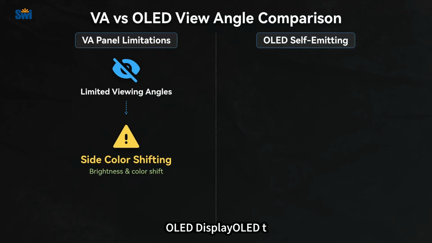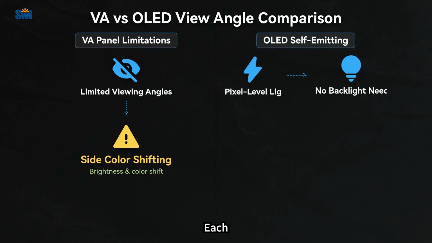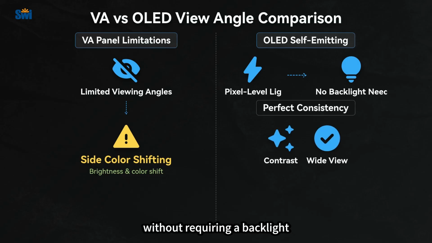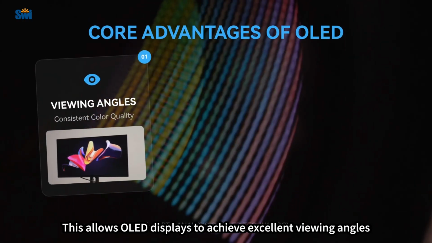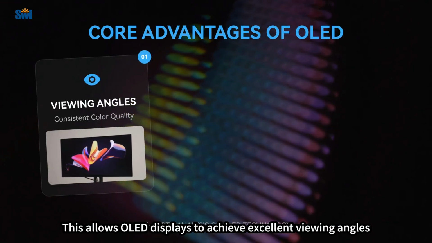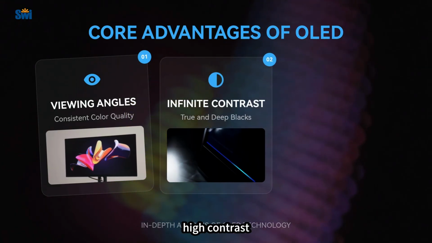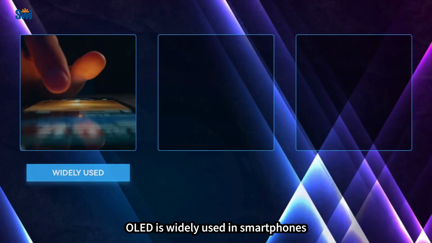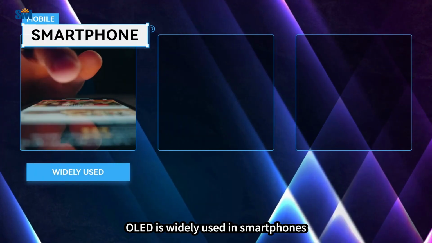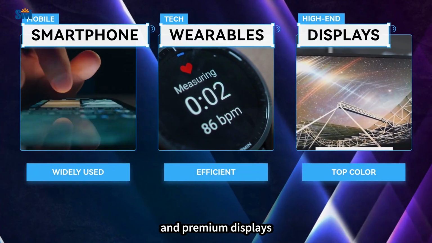OLED display. OLED technology works differently from LCD. Each pixel produces its own light without requiring a backlight. This allows OLED displays to achieve excellent viewing angles, high contrast, and fast response. OLED is widely used in smartphones, wearable devices, and premium displays.